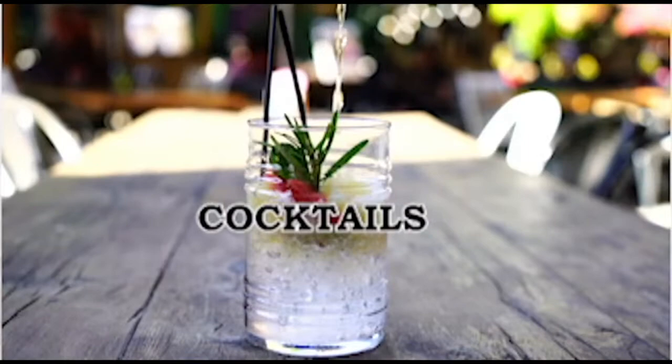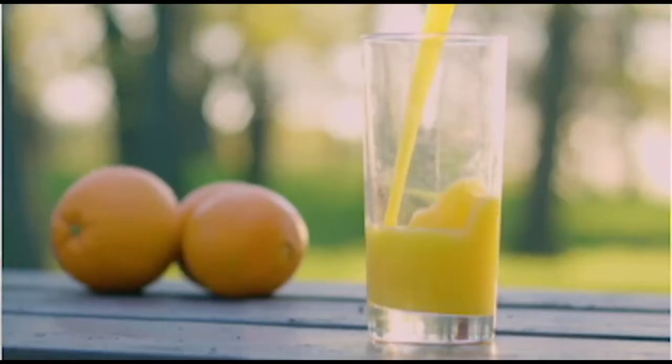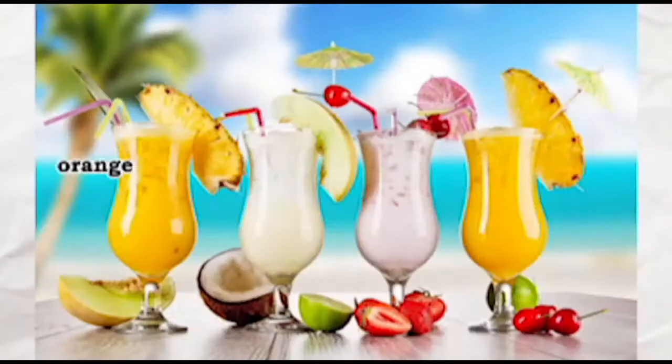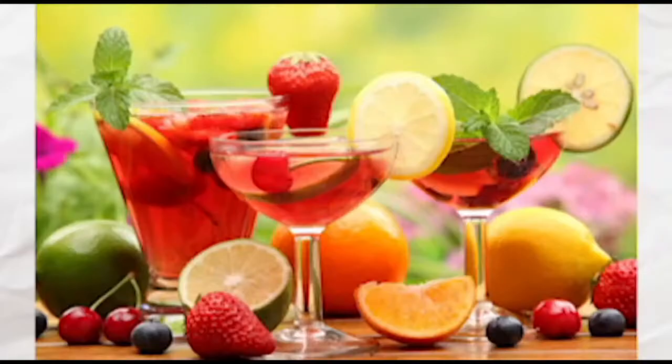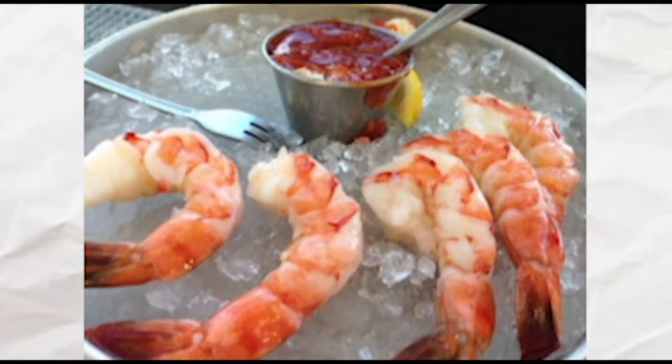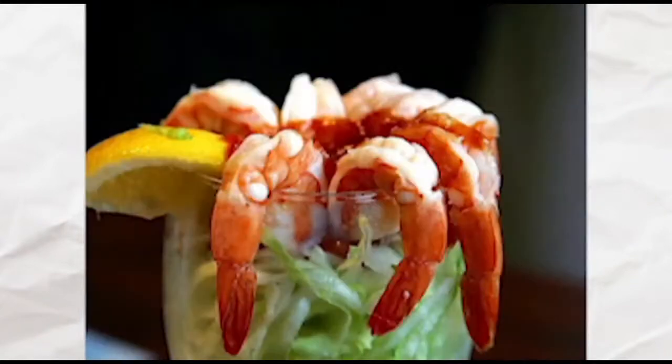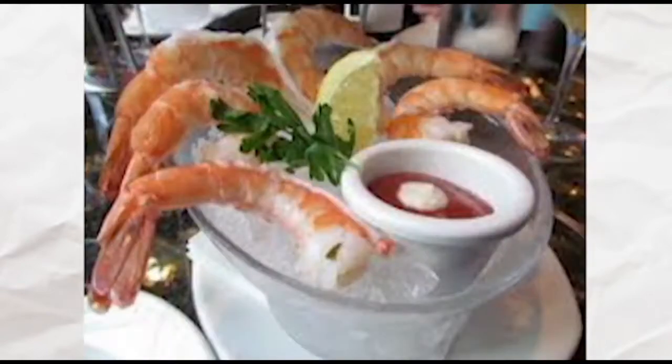There are 8 classifications of appetizers. First is cocktails. Cocktails are usually juices of orange, pineapple, grapefruit, or tomatoes served with cold salad dressings. It may be in the form of a fruit or vegetable juice mixed with little alcohol beverage, or seafood like shrimps, crabs, or lobsters served with slightly seasoned sauce.